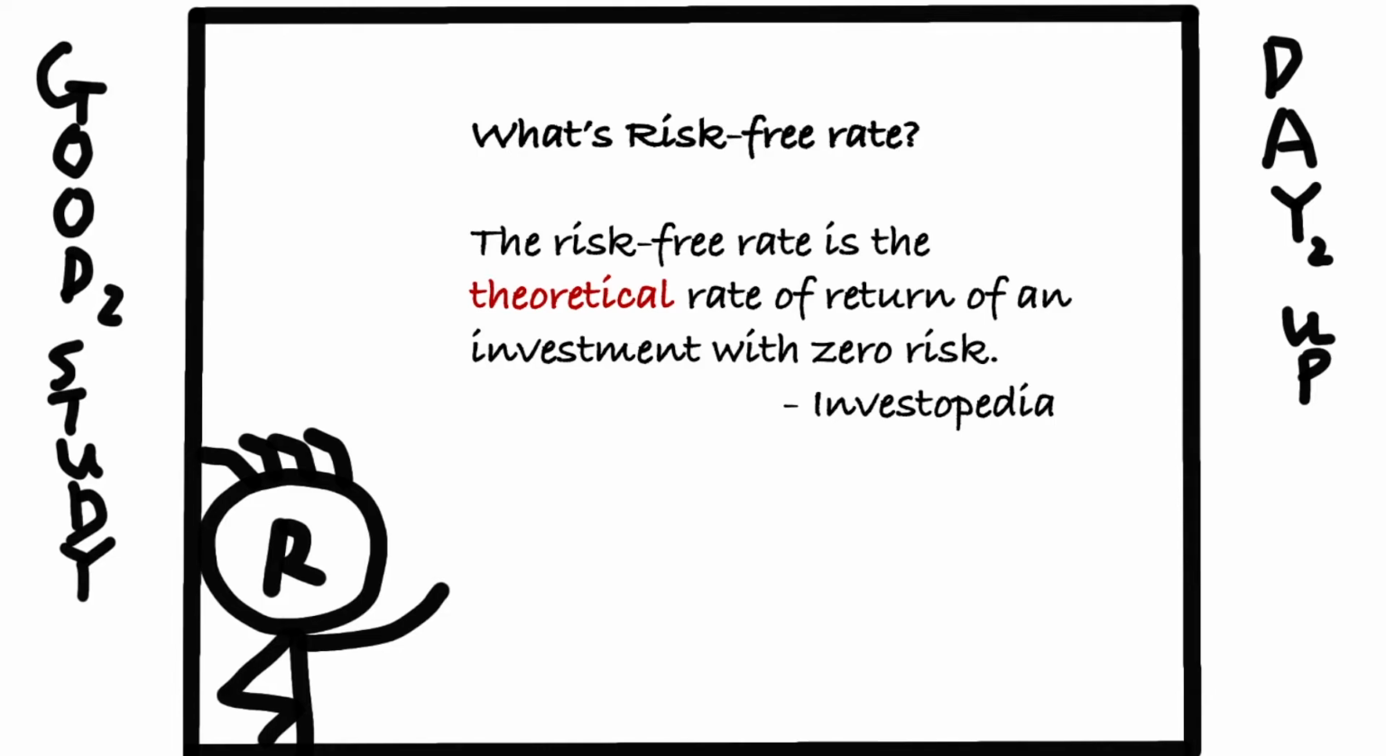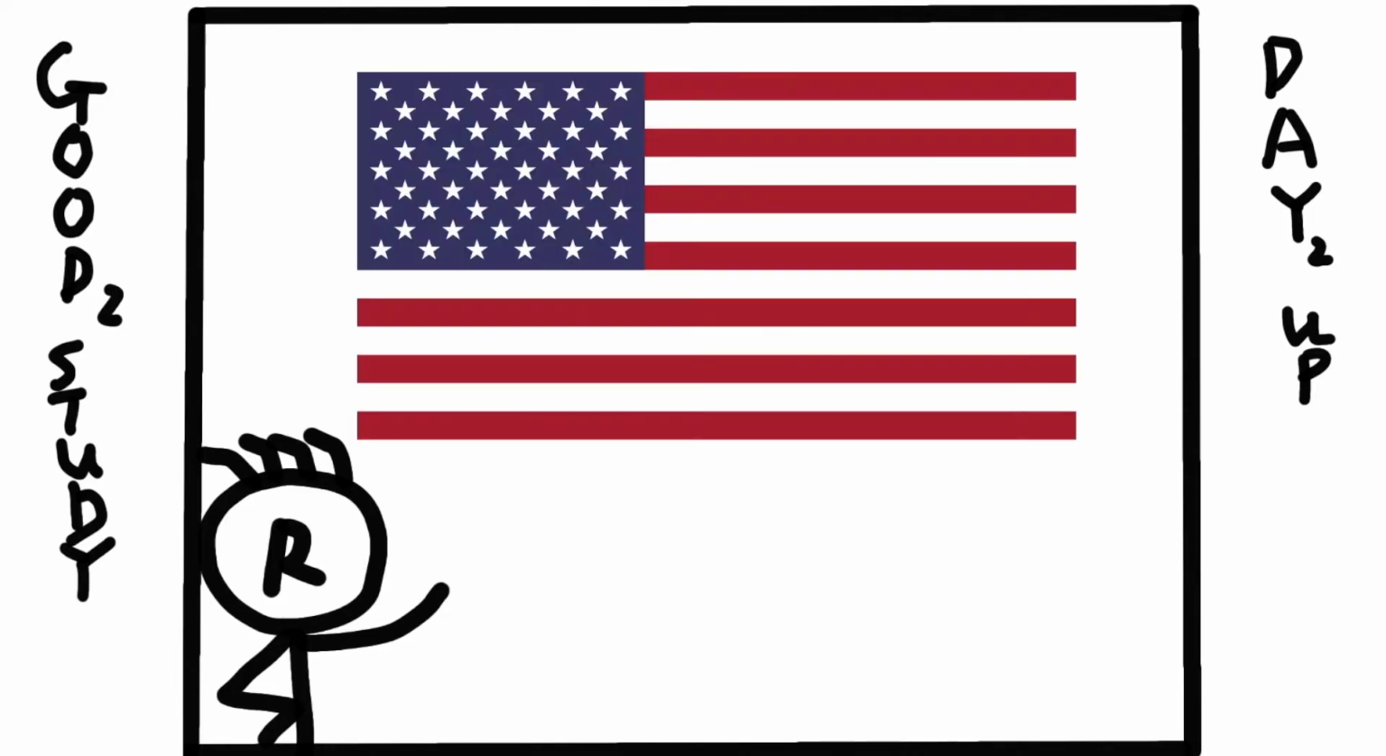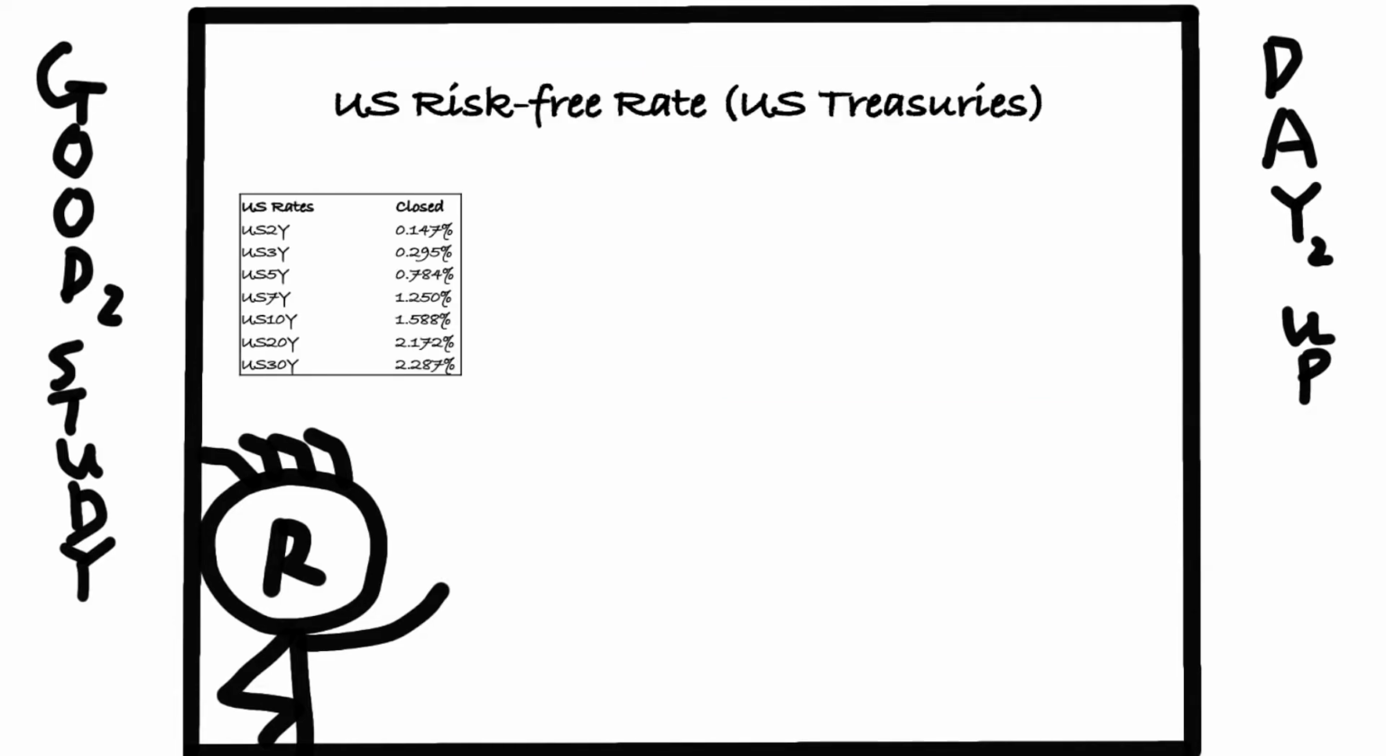So what does risk-free rate look like? Let's use the United States as our example here. Here's a table with some of the US Treasury yields: 2-year, 3-year, 5-year, 7-year, 10-year, 20-year, and 30-year. Of course, there are more. There are 3 months, 6 months. For simplicity reason, let's just use this table. And these numbers are not updated. You can always find the most updated numbers on the Treasury Department website.